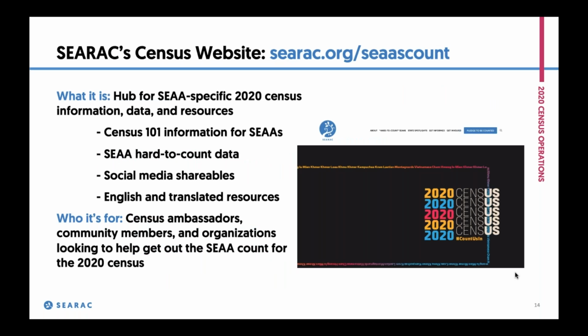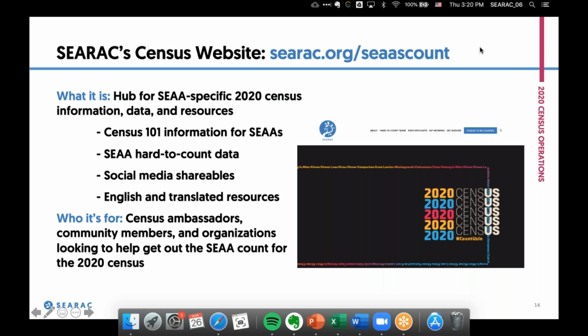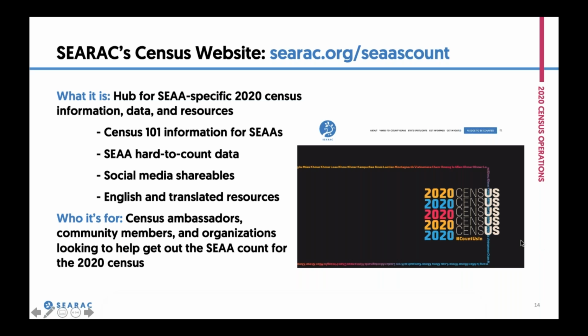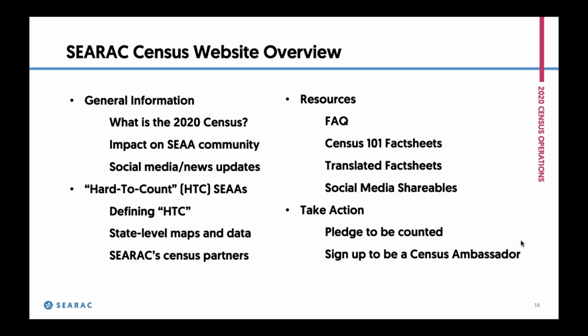Next, we will reiterate a little bit more of what's on the census website. That'll have Census 101, hard to count data, some shareables, translated resources like I mentioned, and it's basically for anyone like you all who are obviously invested enough to join this call, so anyone helping to get out the count, the SEA counts for 2020. It includes all these things, so this is just a little deeper dive into what's on there. Some of these FAQs will continue to be updated based on how things have shifted because of the coronavirus, which we'll talk about in a few minutes. But it also includes pledge to be counted, sign up to be a census ambassador, and all that stuff that you can share with your community members.